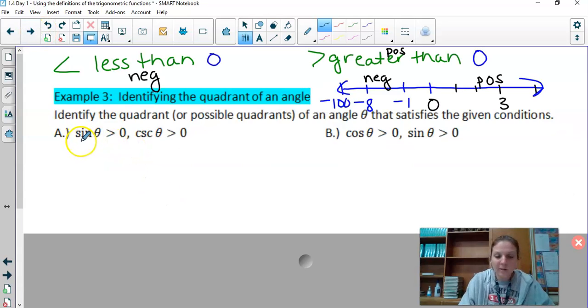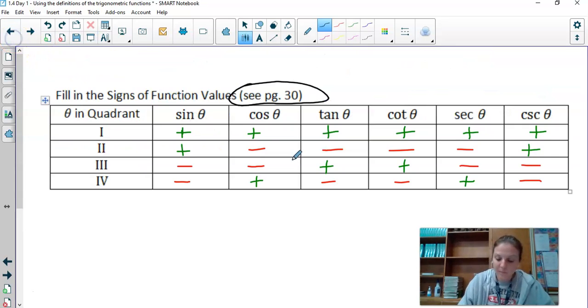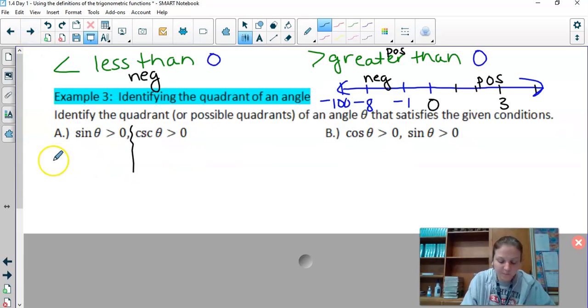So we're going to look at sine of theta. Remember, like Thanksgiving theta. The sine of theta is greater than 0. And then we're going to look at where the cosecant of theta is greater than 0. Let's start with sine. So go to sine. This is the sine column. And we're trying to figure out where the sine is positive. And it's positive right here in quadrant 1. And it's positive right here in quadrant 2.